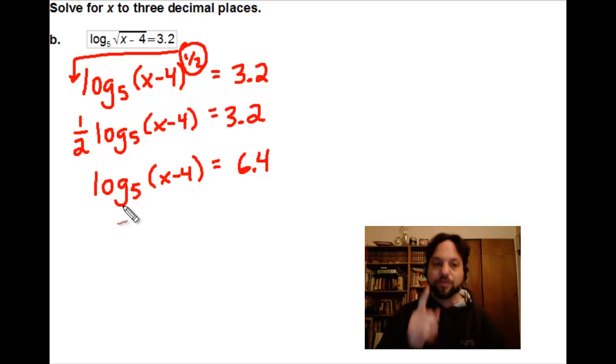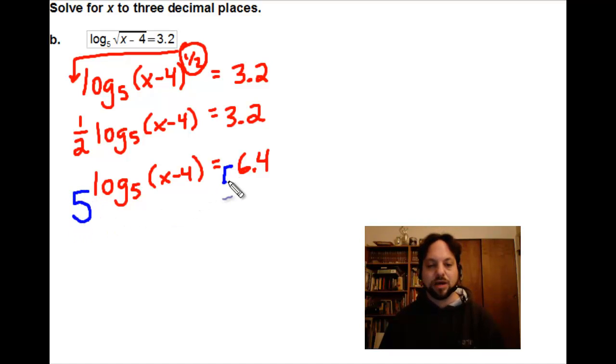Now, at this stage, we need to talk about how to get rid of this log base 5. You've done this before in Algebra 2. It's really easy. Whatever the base is, just exponentiate it using that base. Of course, what that's going to do for us is essentially cancel out the log, and so we're left with x minus 4 equals 5 to the 6.4 power.